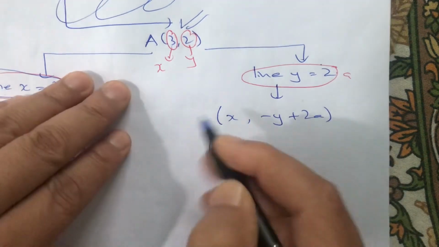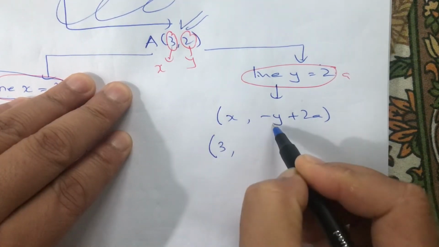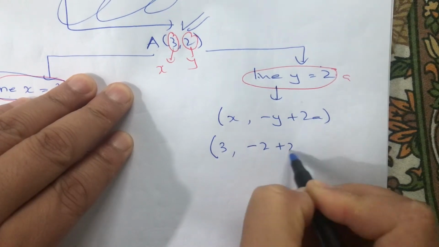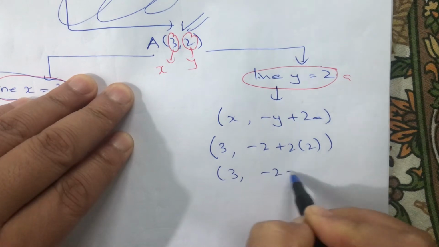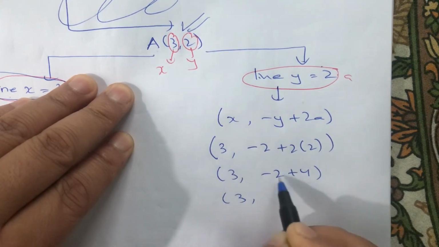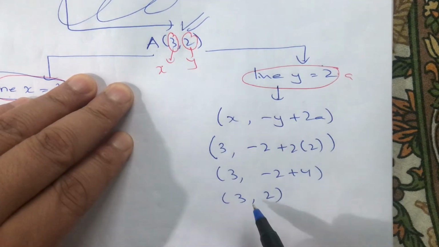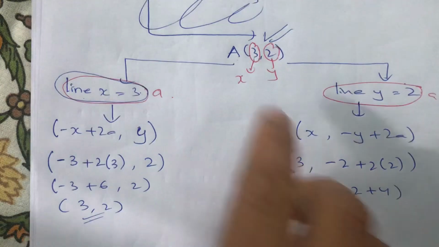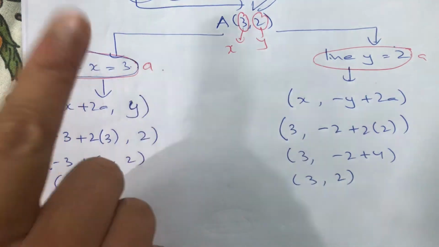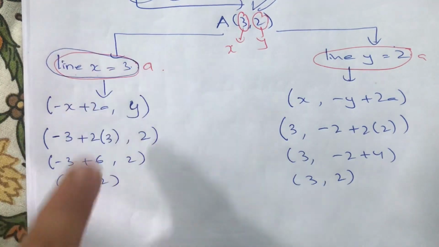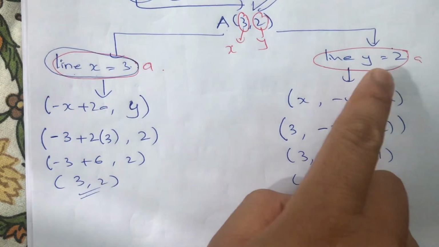Now let's check for y equals 2. The same thing, x is 3. Now minus y means minus 2 plus 2a, and what is a over here? It's 2. So we get 3 comma minus 2 plus 4, which is 2. So we're still getting the same thing. So 3 comma 2, as I proved, is invariant. It's invariant on the line x equals 3, and it's also invariant on the line y equals 2.